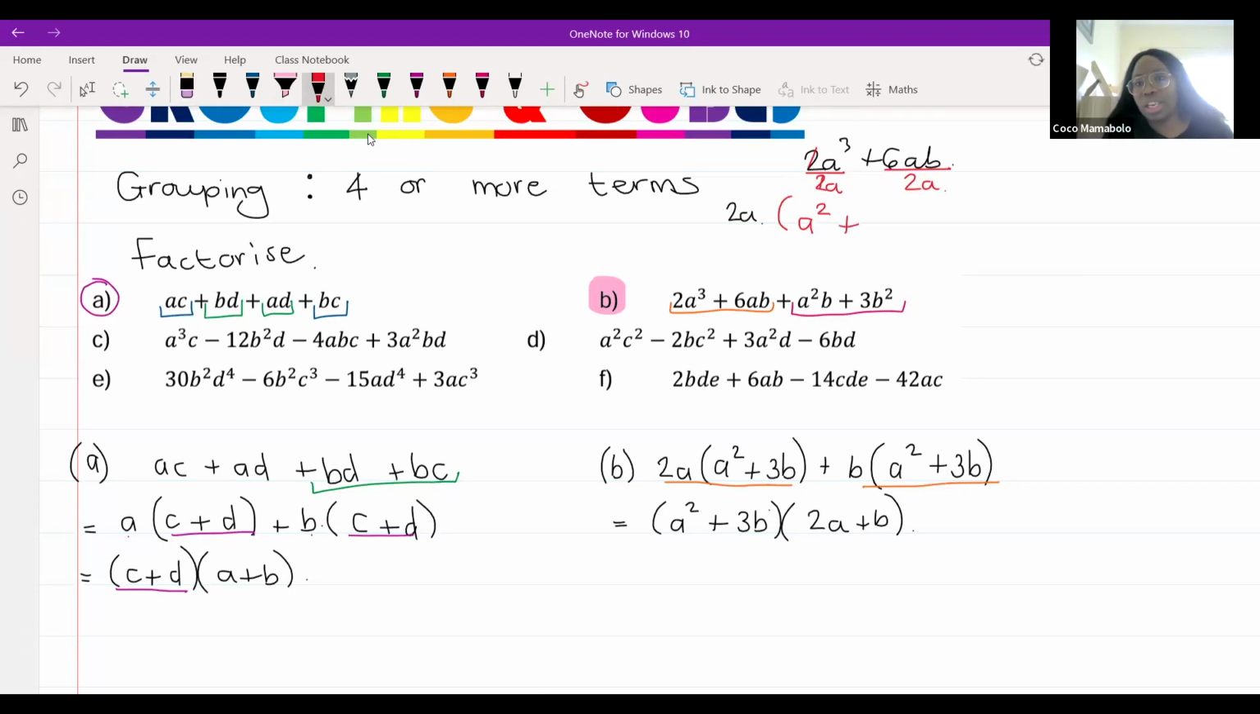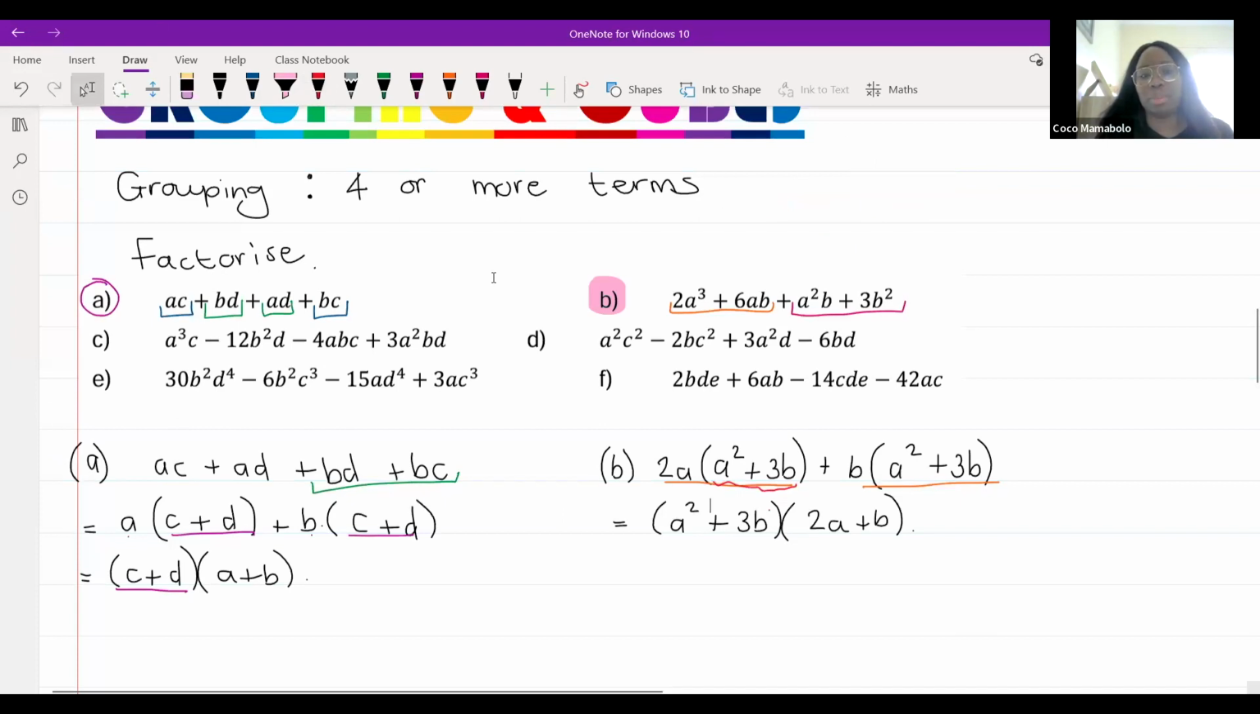Plus, over here, 6 divided by 2 will give me 3, and then the a divided by a will cancel, so I will have b left. And that's how we get a squared plus 3b over here. Am I making sense? Are we okay with that? I hope that made sense. So we're just taking each of them and dividing it by that number and getting what we need.